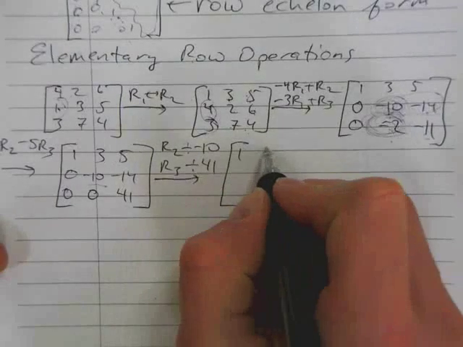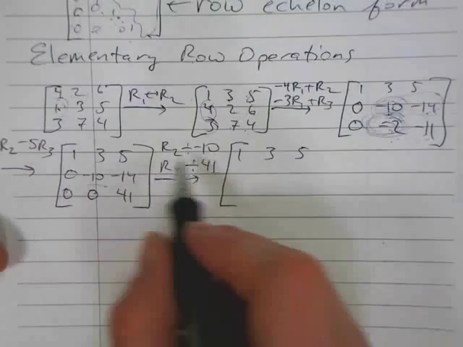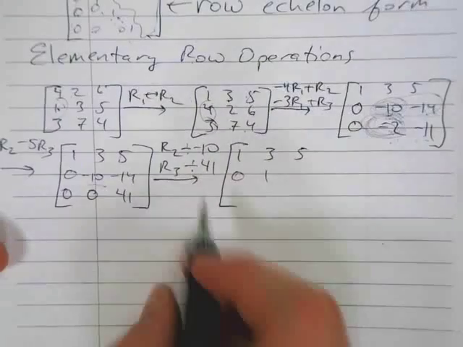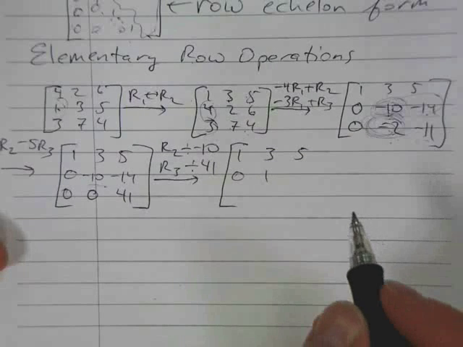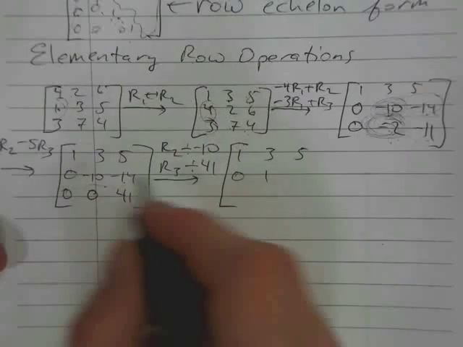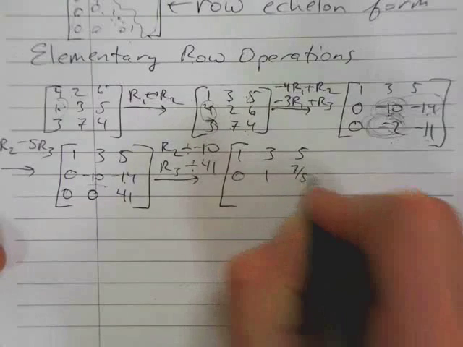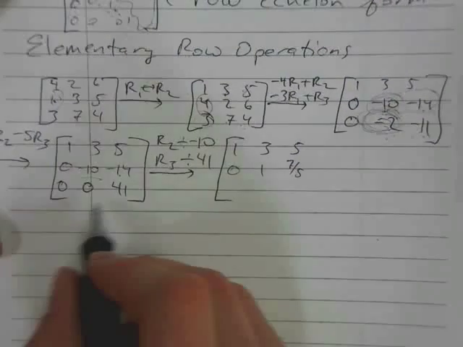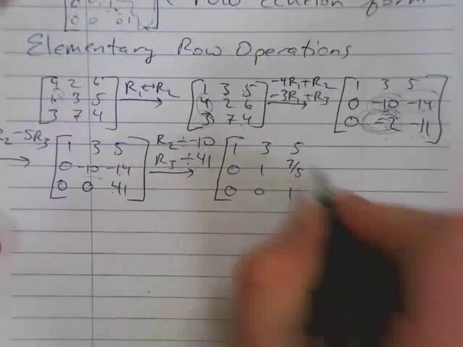Row 1 remains the same. We haven't done any operations to row 1. We divide row 2 by negative 10. 0 remains 0. Negative 10 divided by negative 10 is 1. Negative 14 divided by negative 10 is 14 over 10, which is 7 over 5, which you could write, or 1.4, depending on what floats your boat. I would say 7 over 5 because I like fractions, but if you wrote 1.4, that would be fine. These two remain zeros, and then 41 divided by 41 is 1.